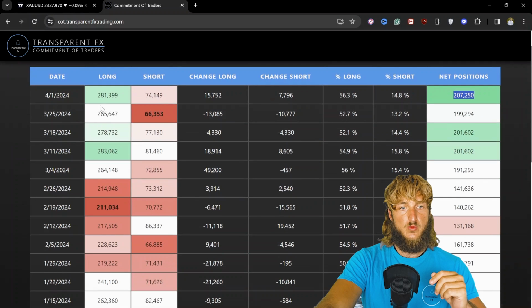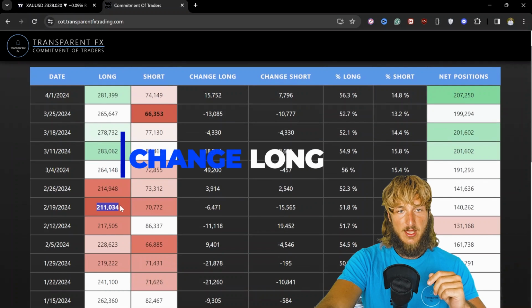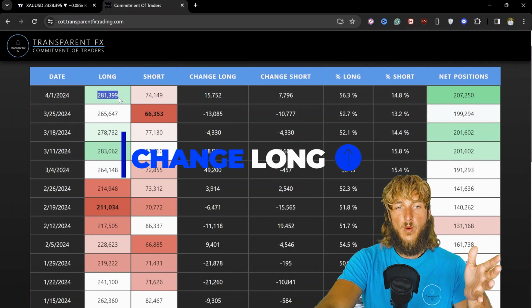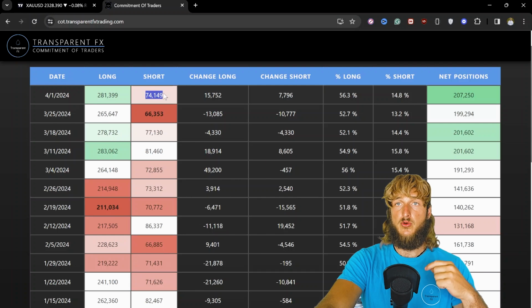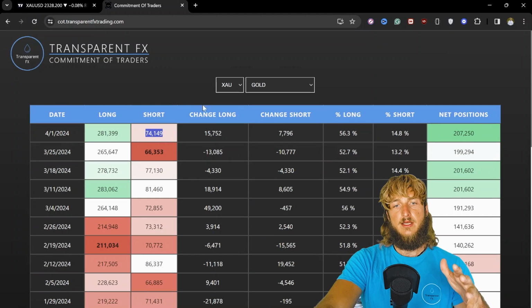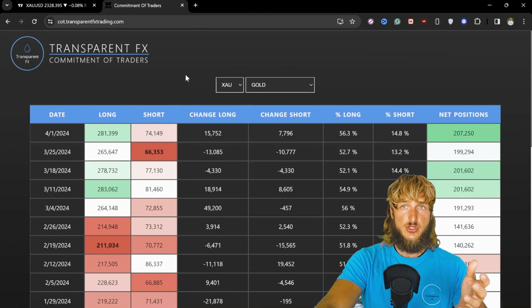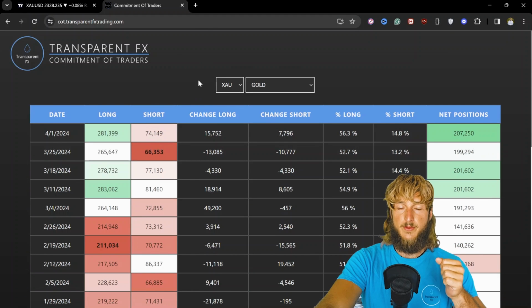In fact, institutions went from having 211k longs all the way up to 281k longs compared to only 74k shorts that they're currently holding. So clearly institutions are moving and are positioned to the bullish side for gold. Now let's keep that in mind and move back to the analysis.